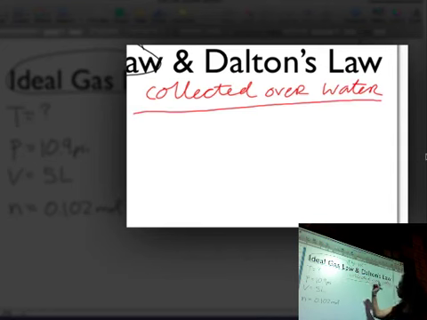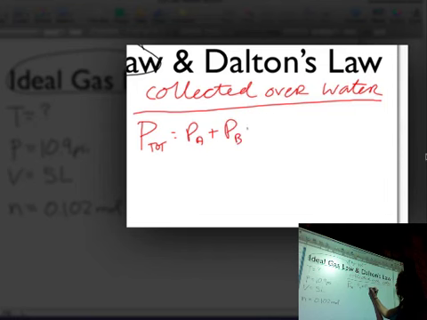Key phrase in an ideal gas law / Dalton's law problem. If you see that I wrote a question, I got one in the review thing: 0.52 grams of an unknown gas is collected over water. So if you see collected over water, we have to subtract out the partial pressure. So Dalton's law: total pressure is equal to the sum of the pressures of all the gases.